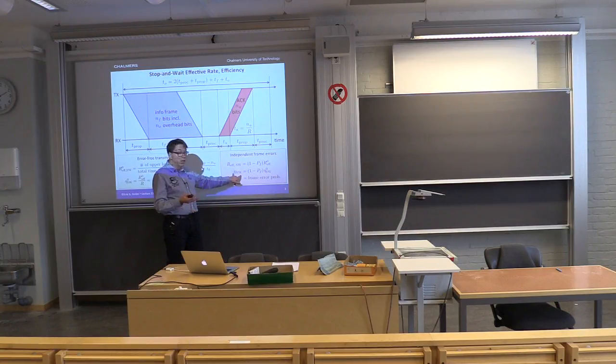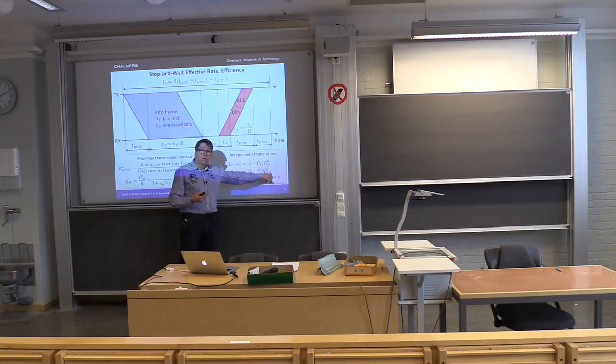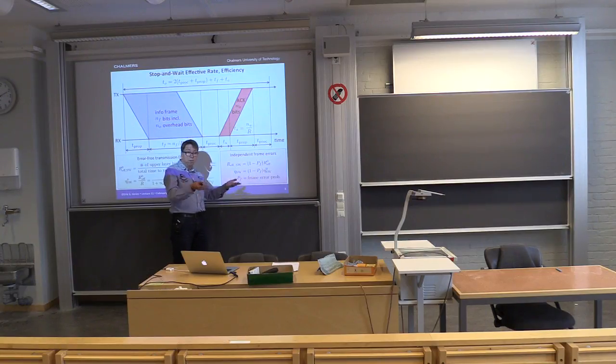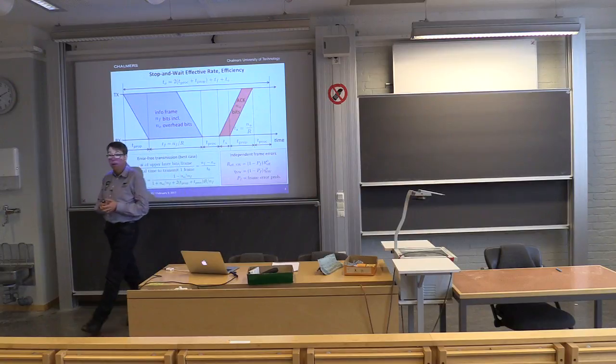Efficiency has the same tendency, the same general expression. It's the efficiency for 0 errors multiplied with the factor 1 minus PF. So when PF becomes large, the efficiency goes down. Okay.